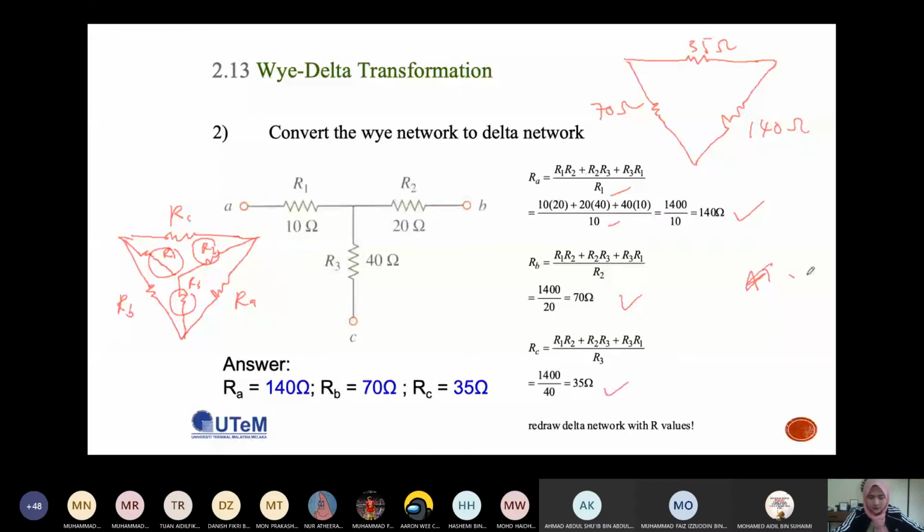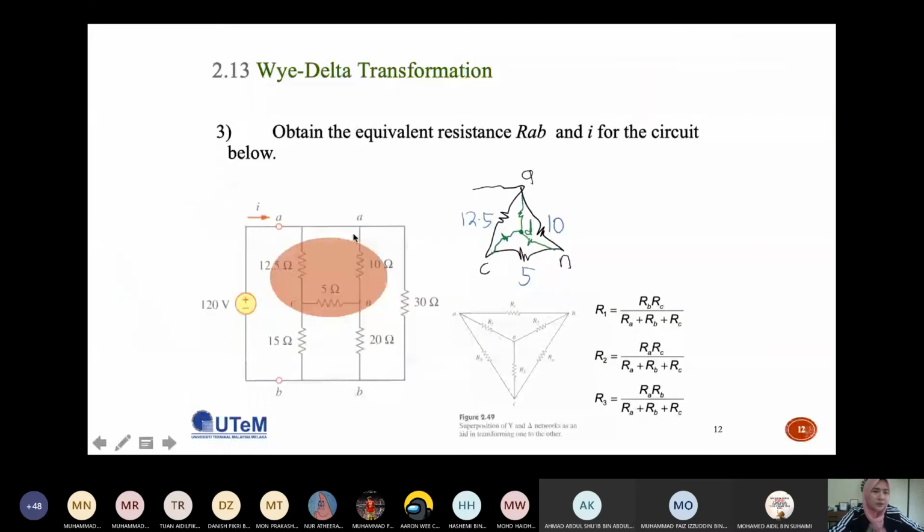Okay, so next is another example. If you look at this example, you were given this circuit. The question asks you to calculate the RAB. RAB is the R equivalent. Remember last week's lecture on how to calculate the R equivalent. RAB is the resistance looking from this part.